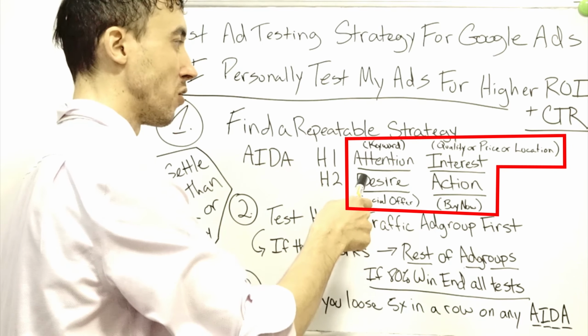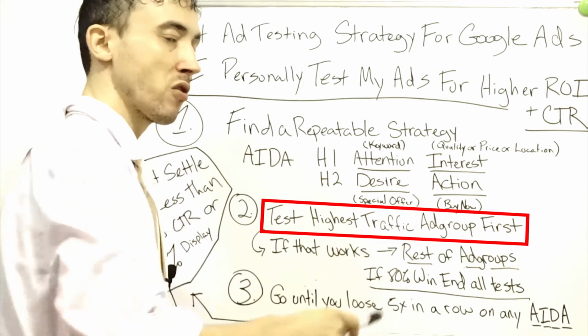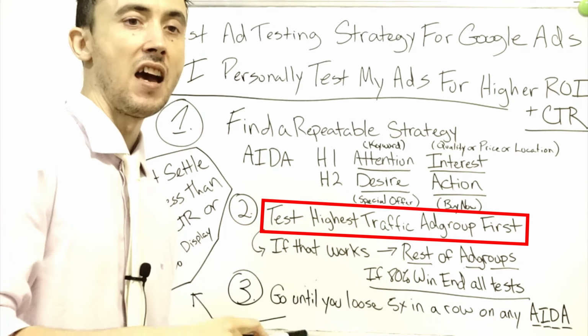Find that out first. Test it out, and then come up with those 2 or 3 different ads. Run a split test, just testing the interest portion of your ad in the top traffic ad group.